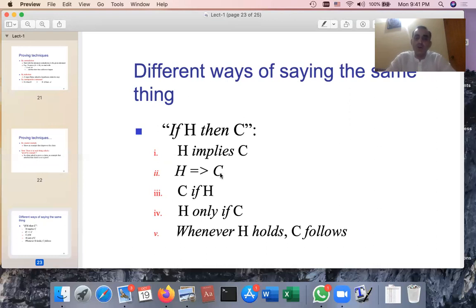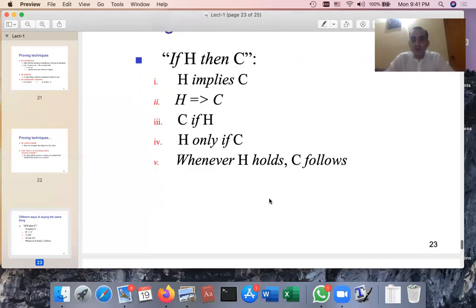This is the only form in which the order is changed: C is on the left side and H is on the right side. The rest of the notations have H on the left-hand side and C on the right-hand side. So all these six statements are saying the same thing. They are not different from each other. It is up to you to use whichever statement you like the most. This is for simple implication.